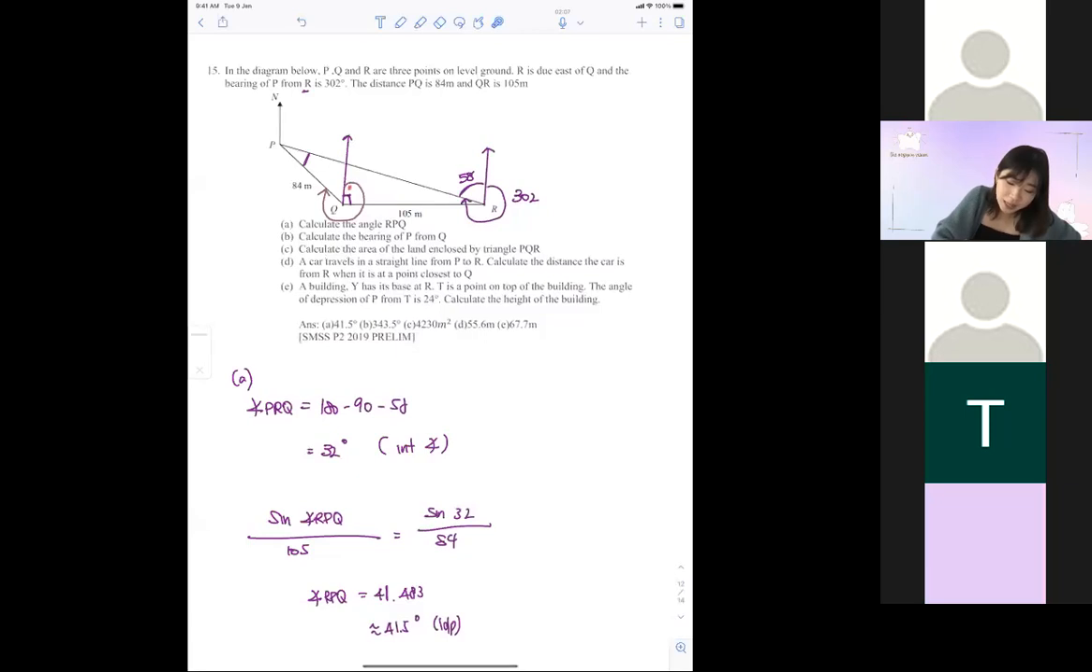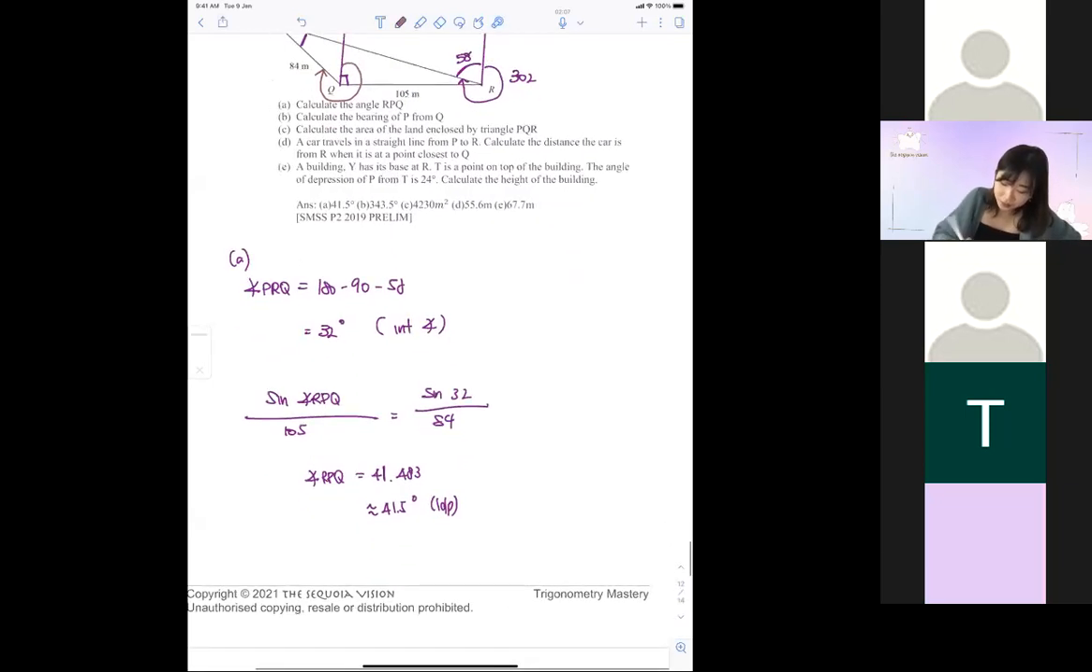Okay, so what I can do is, I have this angle, okay? I can minus 90 to find this one. So we find this angle first, okay?